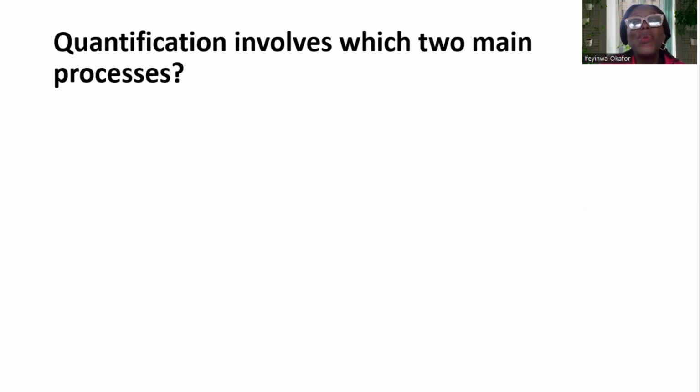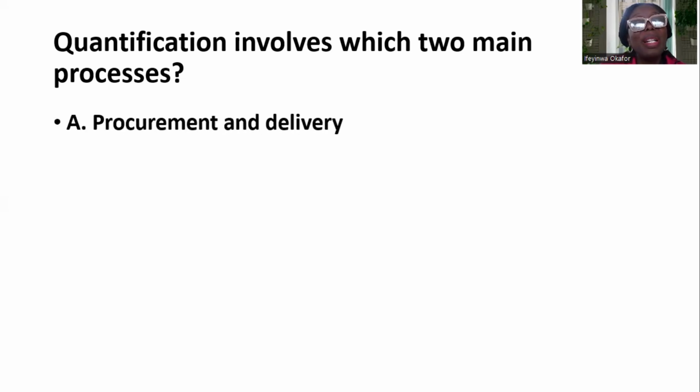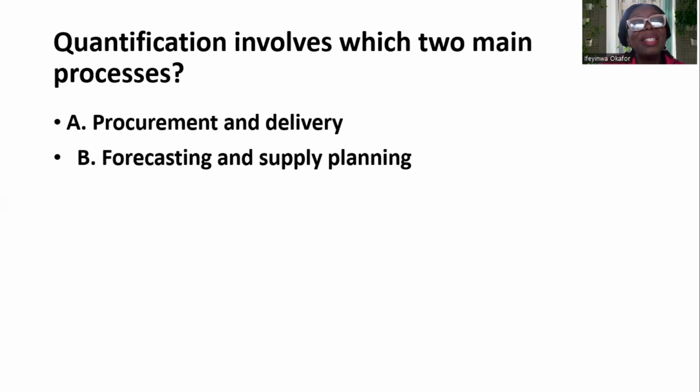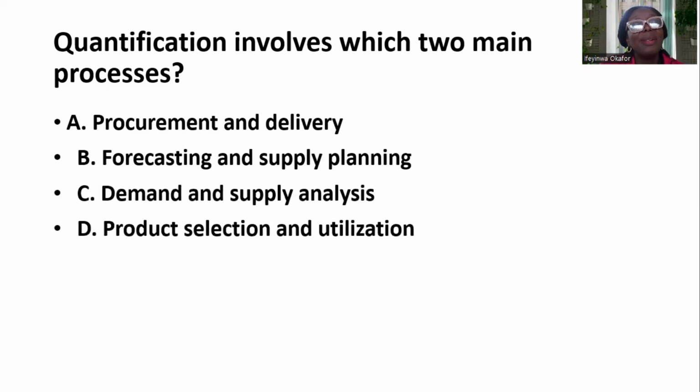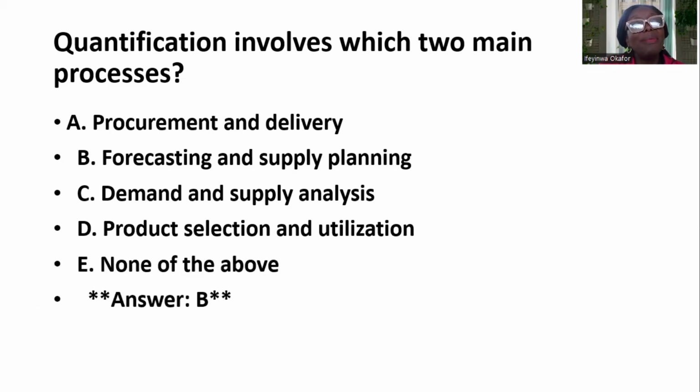Our first question says, quantification involves which two main processes? We have procurement and delivery, forecasting and supply planning, demand and supply analysis, product selection and utilization, none of the above, and our answer is B. Quantification involves two main processes, forecasting and supply planning.